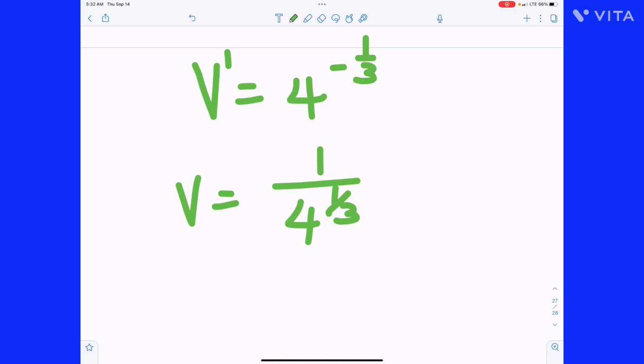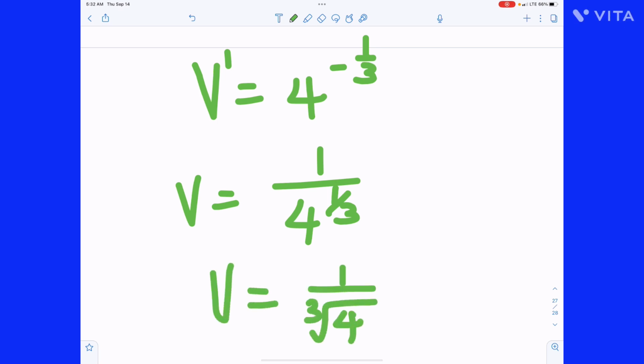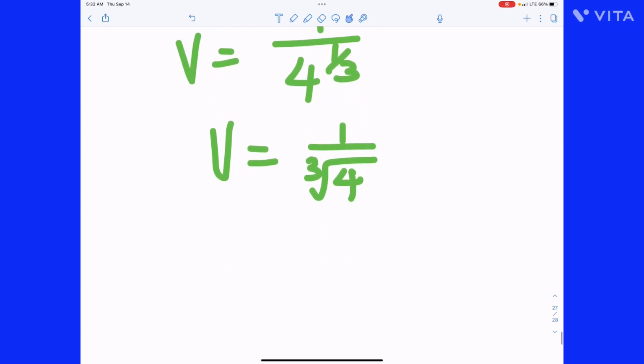That gives us what? v is equal to 1 over 4 raised to 1 over 3. So my v is 1 over the cube root of 4 raised to 1. 4 raised to 1 is 4. So you just leave your answer like that. You understand?